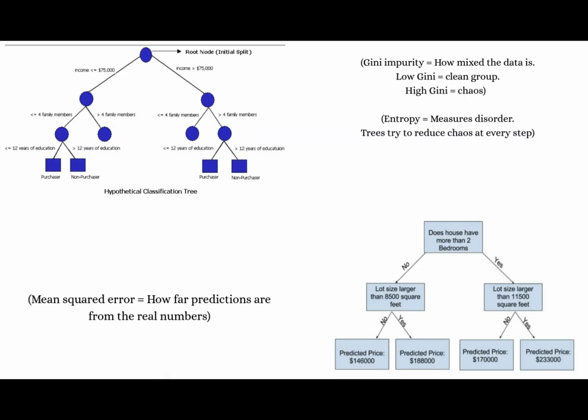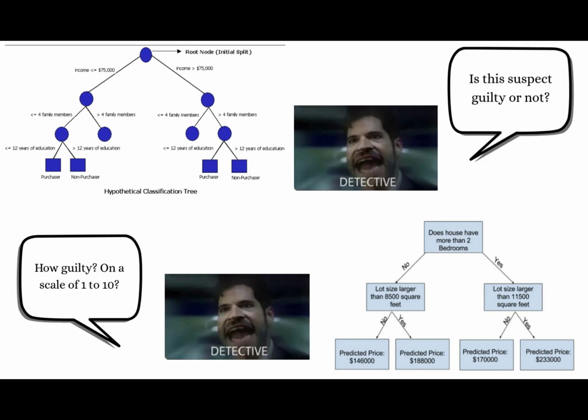Classification trees predict categories. For example, approving or rejecting a loan. It uses metrics like Gini impurity or entropy to choose splits. Regression trees predict numbers. For example, how much loan to give. It uses mean squared error to choose splits. Classification trees are like detectives deciding, is the suspect guilty or not? Regression trees are like detectives estimating how guilty on a scale of 1 to 10.